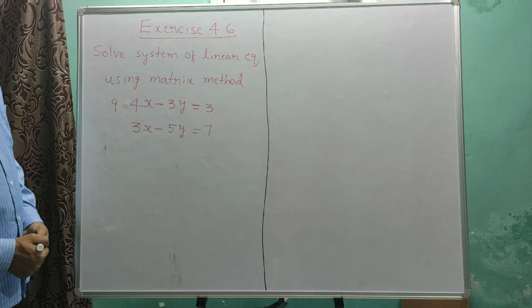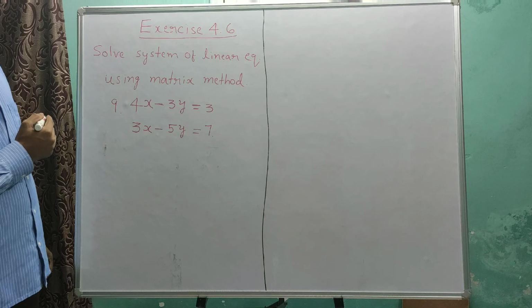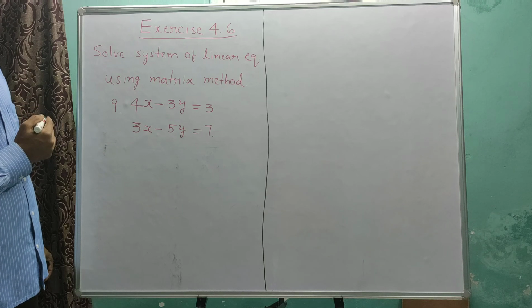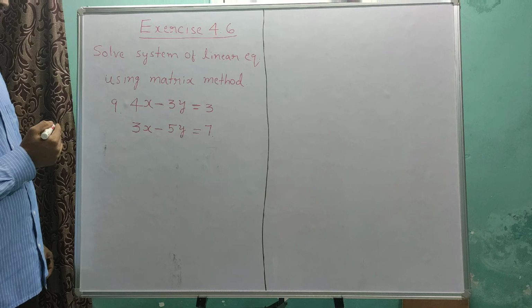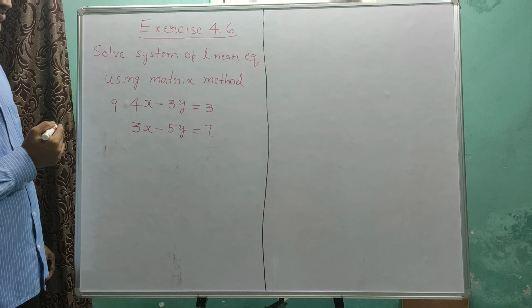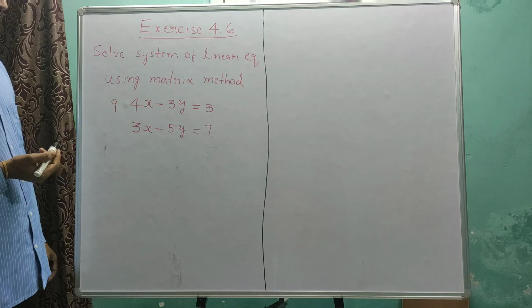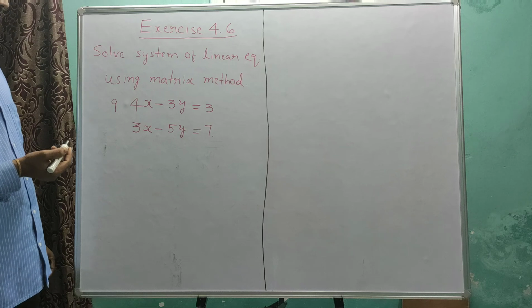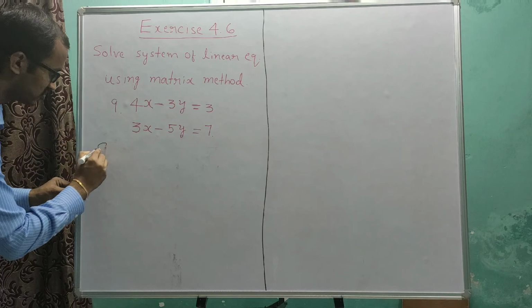Determinants. Exercise 4.6. Solve the system of linear equations using the matrix method. Question number 9. 4x minus 3y is equal to 3, 3x minus 5y is equal to 7. So we have to solve these two linear equations using the matrix method. So let us see the solution.